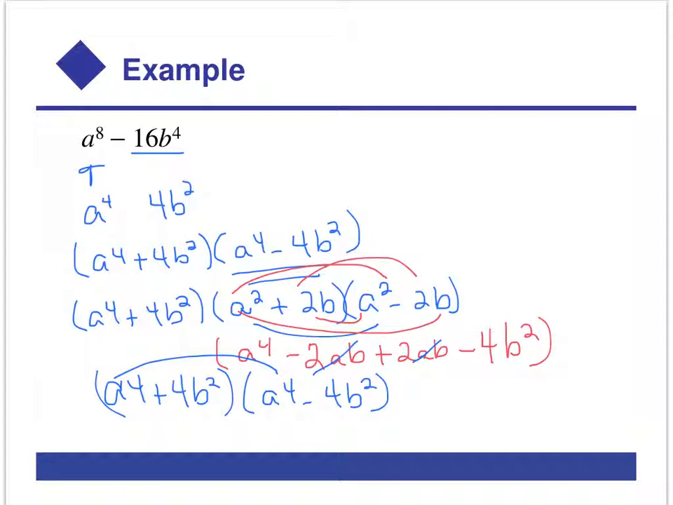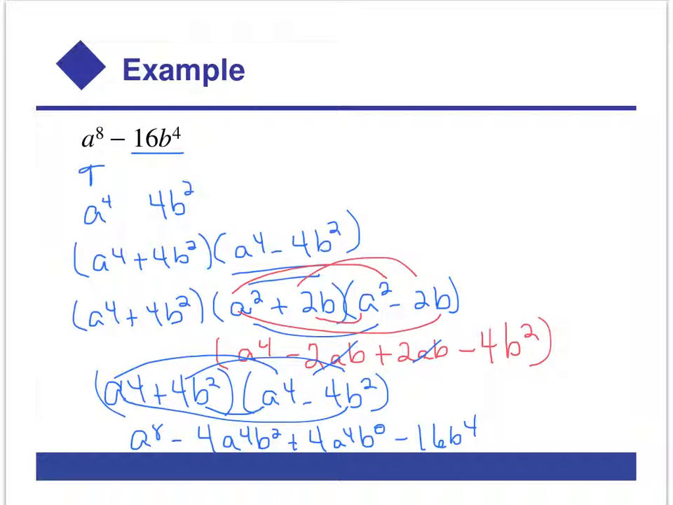So we're going to FOIL. I get a to the eighth minus 4a to the fourth b to the second plus 4a to the fourth b to the second minus 16b to the fourth. These two middle terms drop out, so we're left with a to the eighth minus 16b to the fourth, and it checks.